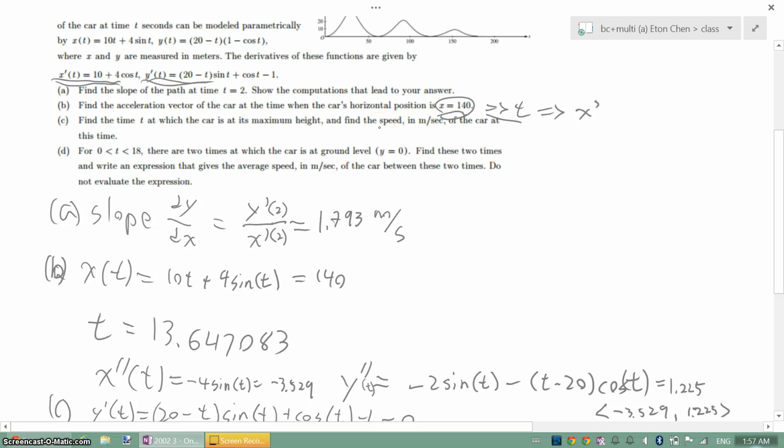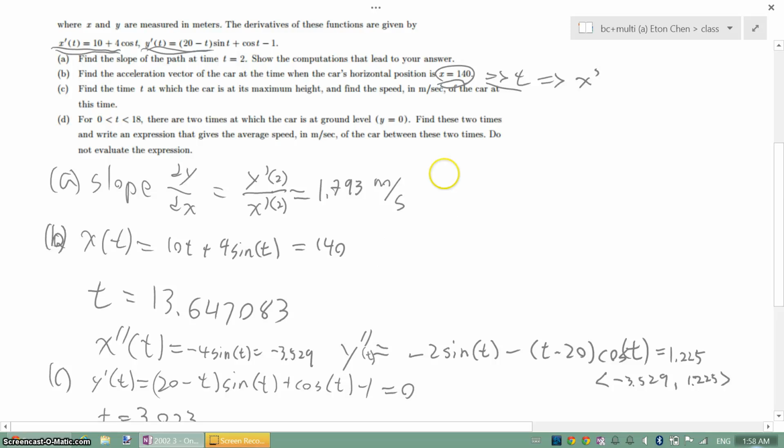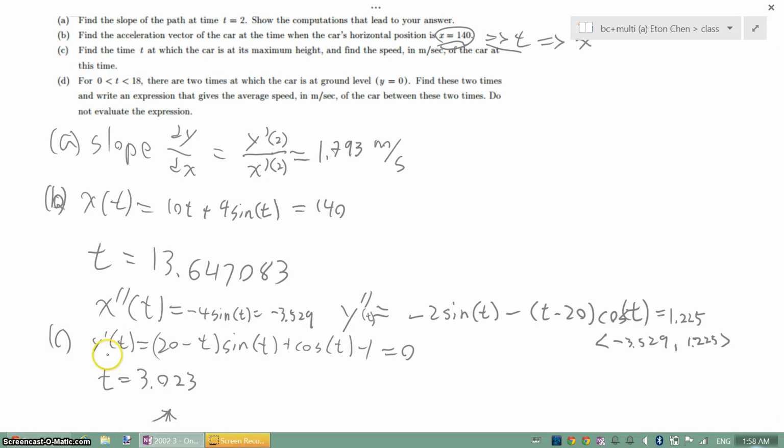And for C, we're asked for the maximum height and the speed when it's at the maximum height. Once the car is at the maximum height, that means it's not moving up or down, because if it's moving down, it's not the max, and if it's not moving, it is the maximum or the minimum. So since at the highest point something is not moving, we can tell that the y velocity is going to be equal to 0 at that time.